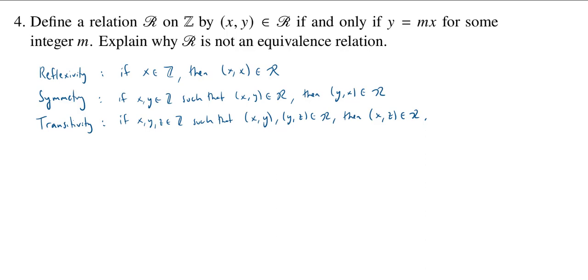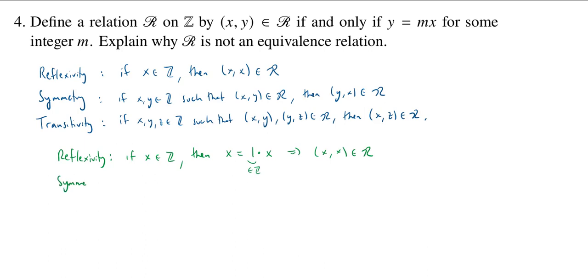Well, we know that at least one of these is going to be no. So let's just start checking them. We'll do reflexivity first. If x is in Z, then we want to conclude that (x, x) is in R. What would that mean? That would mean that x was equal to something times x. That's actually true. x is equal to 1 times x, where 1 is an integer. And so this implies that (x, x) is in R. Well, that didn't break it being an equivalence relation.